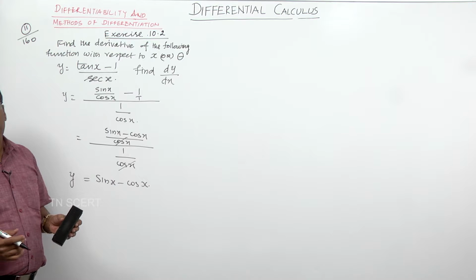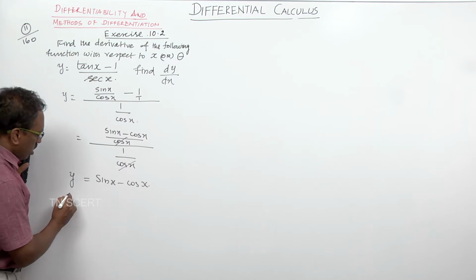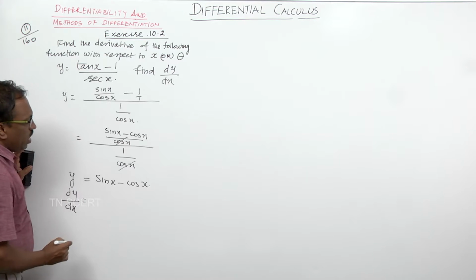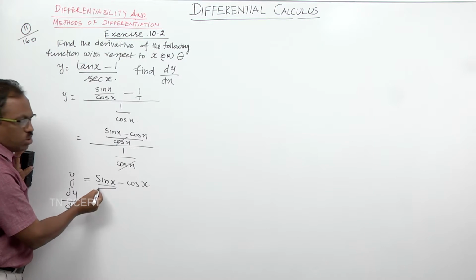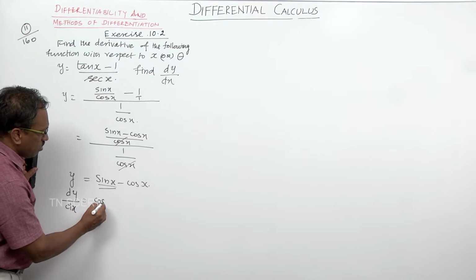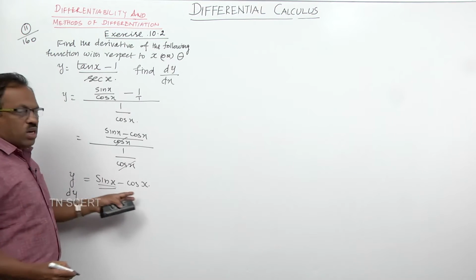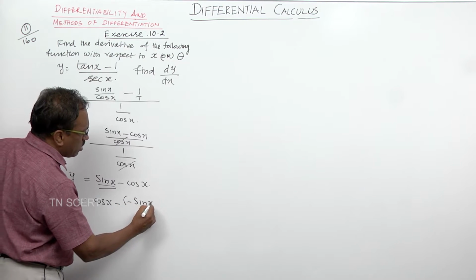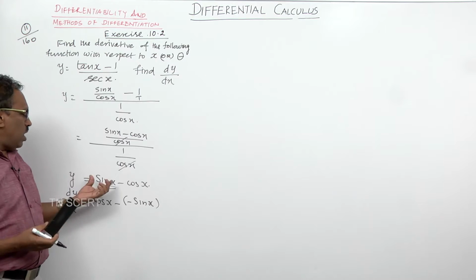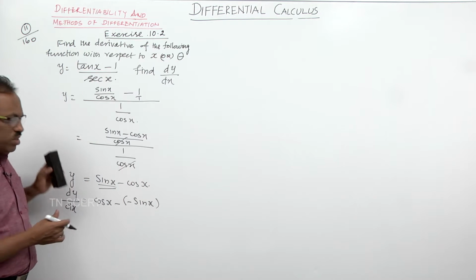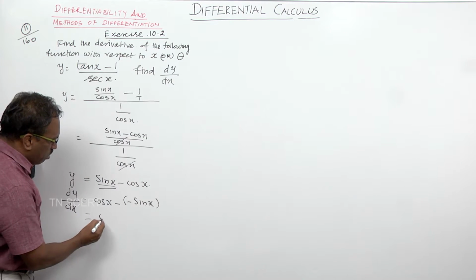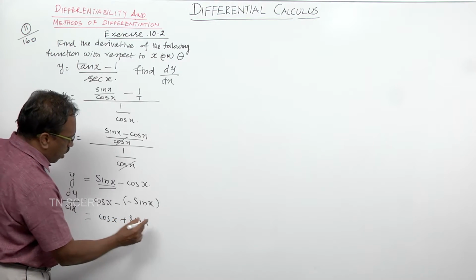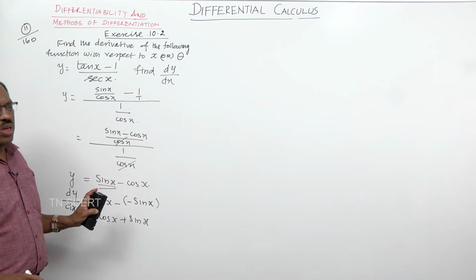Now you can differentiate this. dy by dx: the differentiation of sin x, as you know, is cos x, and the differentiation of cos x is negative sin x, remember that. Sin x gives cos x and cos x gives negative sin x. So that means it is nothing but cos x plus sin x. So this problem we have solved this way.